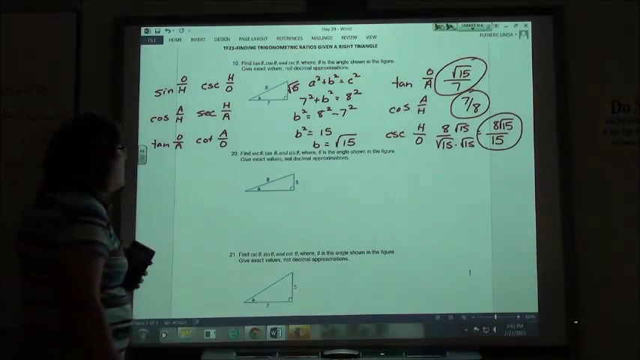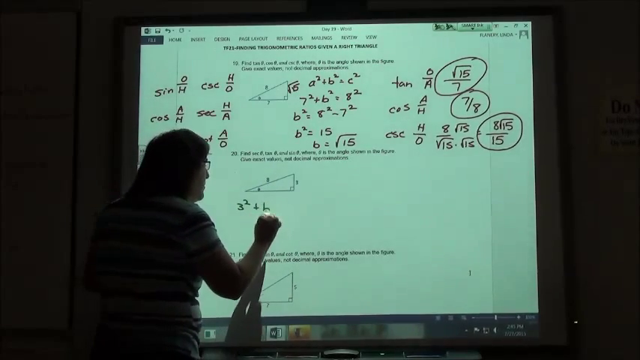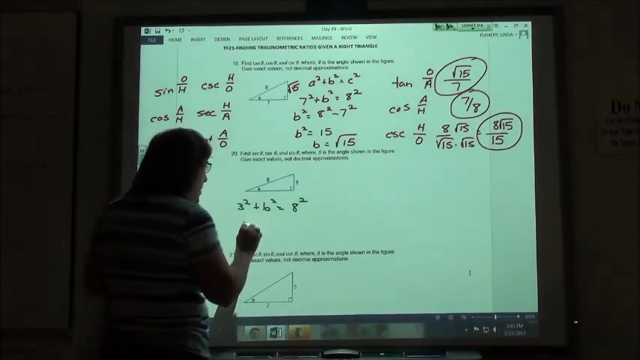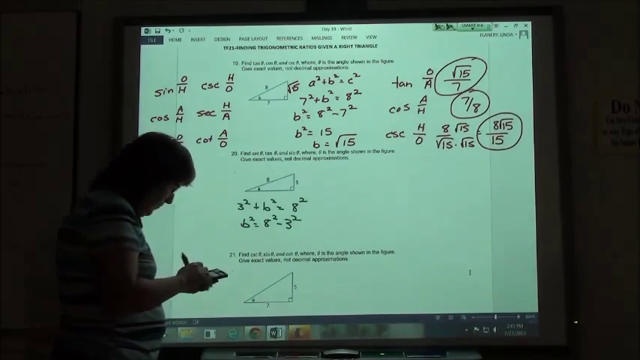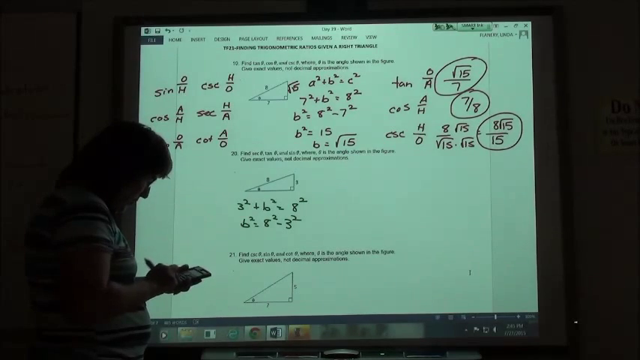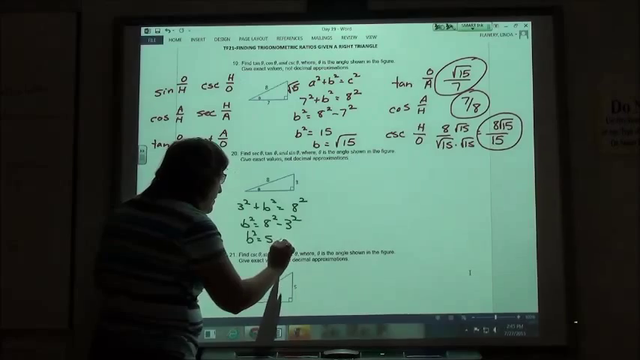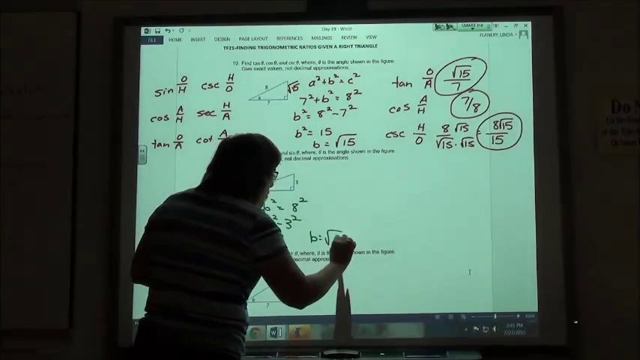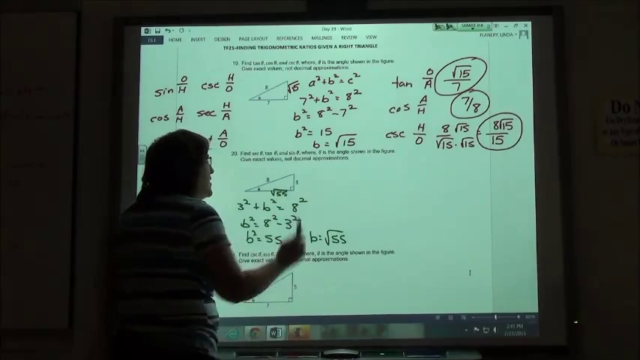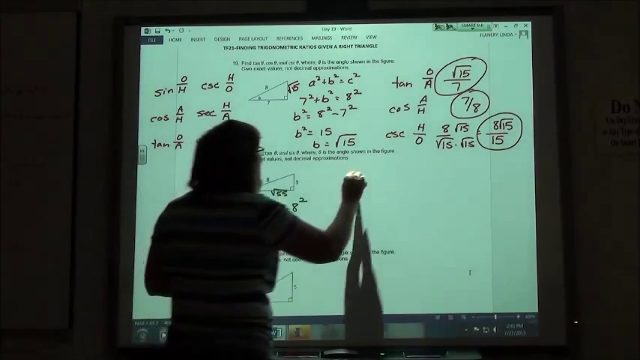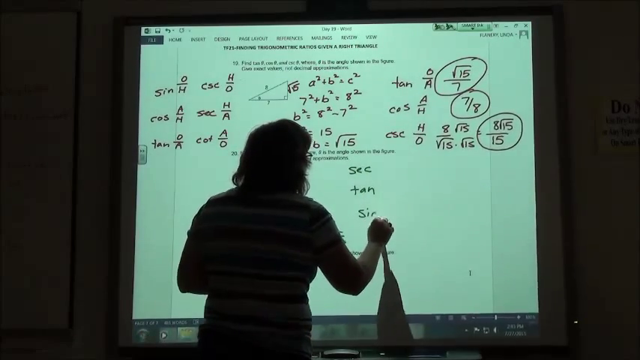So, same kind of thing on the next one. 8 is my hypotenuse, so 3 squared plus b squared equals 8 squared. B squared is then going to be 8 squared minus 3 squared. 8 squared minus 3 squared gives me 55. So b is going to be the square root of 55. I'm going to do the secant, the tangent, and the sine.